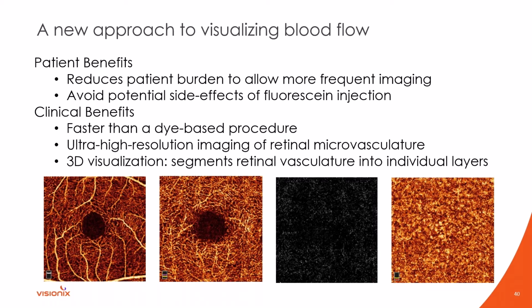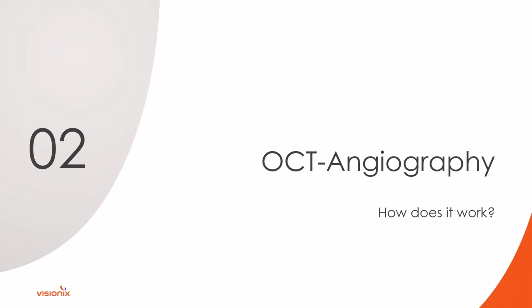Now, to reduce the patient burden and allow more frequent imaging, you can get this image almost as quickly as an OCT. It takes just a matter of seconds, much faster than a dye-based procedure, and it just images those different retinal layers. So how does this work?